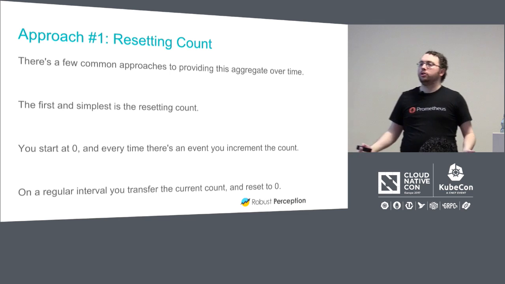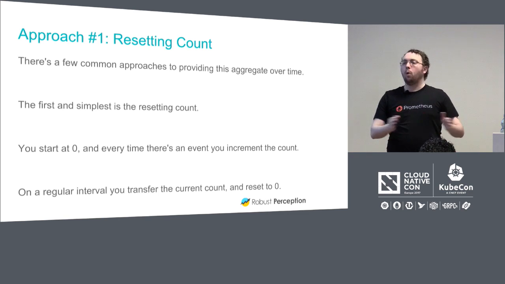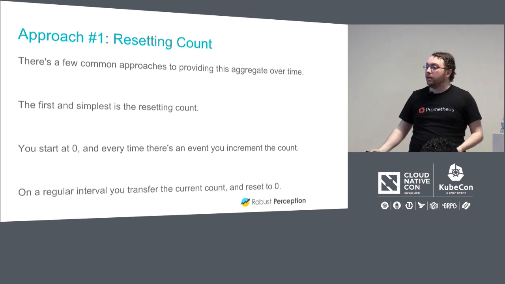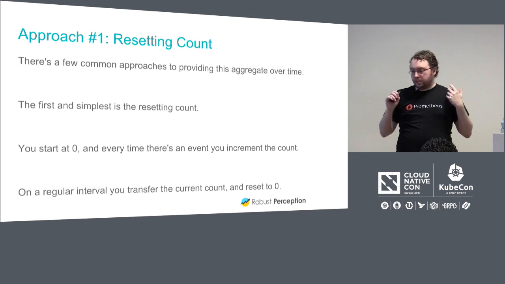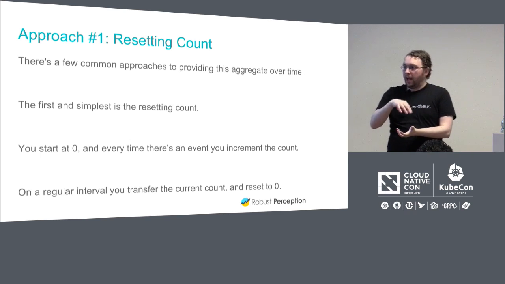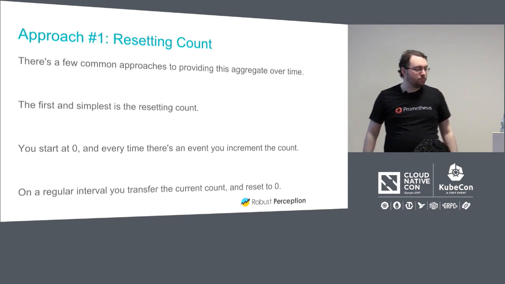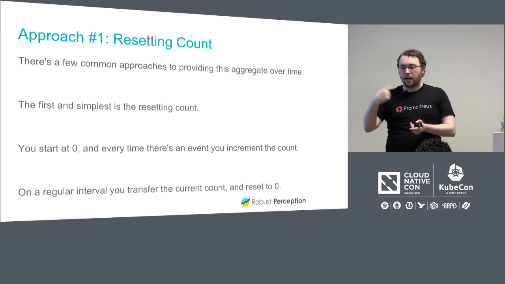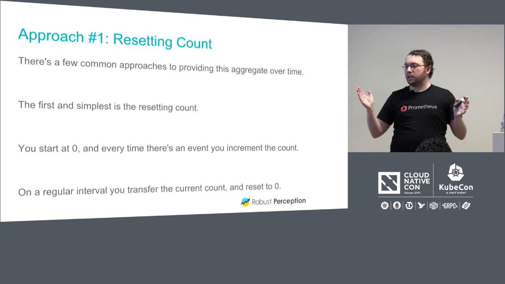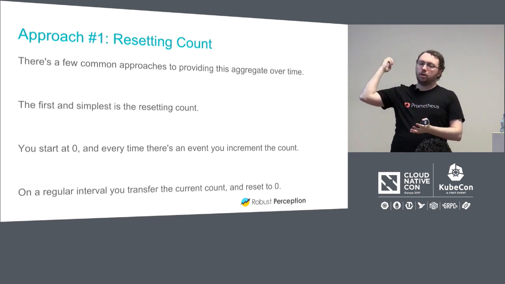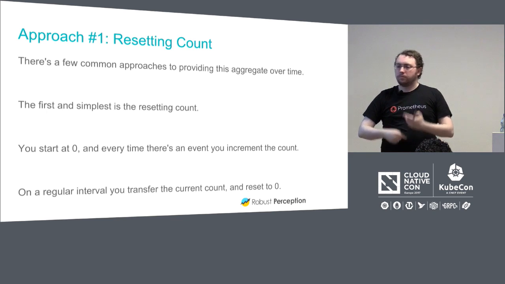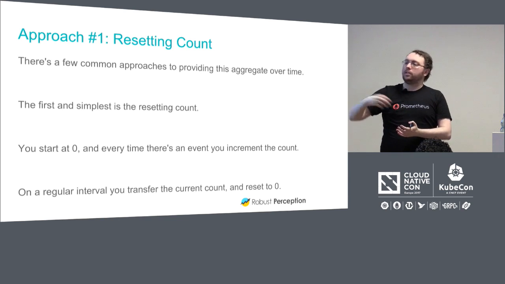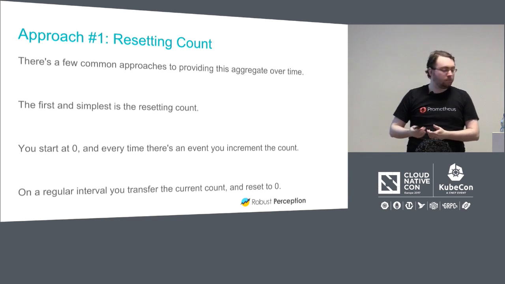So there's a few different approaches that you will see if you look across all the different monitoring systems, from IoT devices to switches to applications and to client libraries. The first and simplest one you will see in a lot of devices, particularly actual physical hardware devices, is the resetting count. It starts at 0. Every time there's an event of interest, it increments. And then however the data is transferred, whether it be push or pull, it sends the current count and resets to 0. And then more events come in, and then the data is transferred, it's reset to 0. And it keeps on working like that.